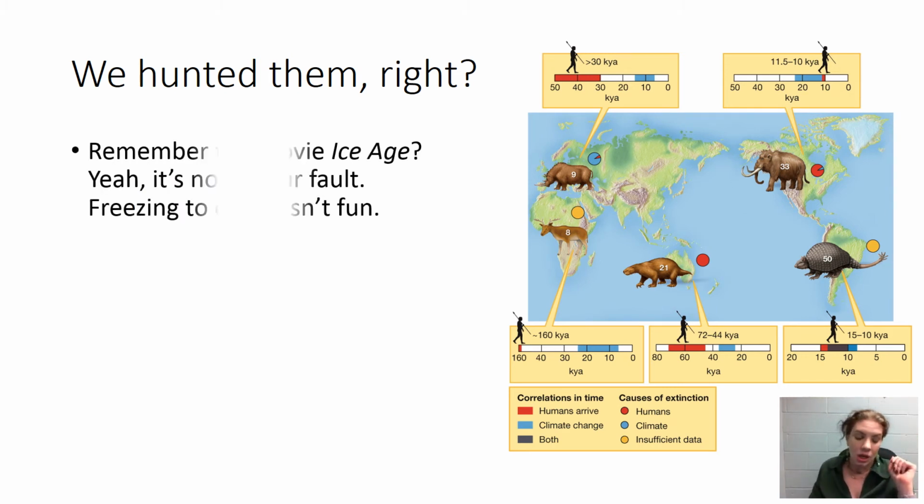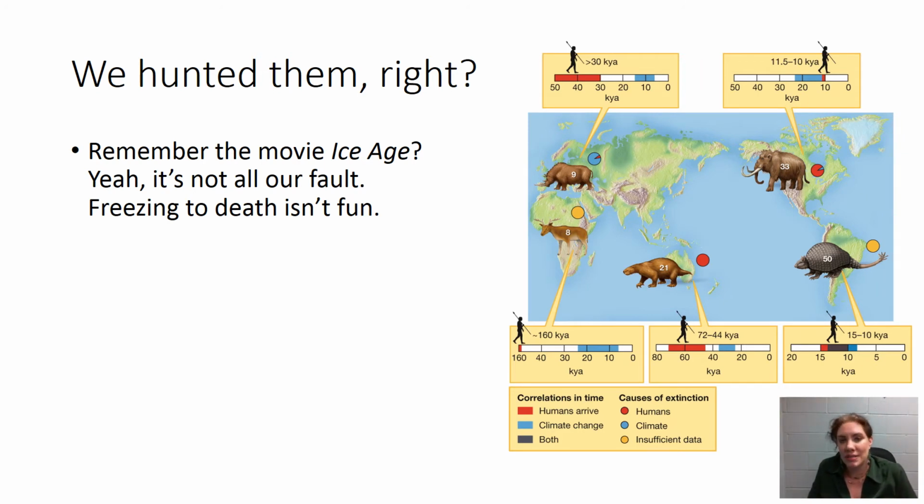Okay, so other movies that are important in this context are Ice Age. I hope you've all watched Ice Age. If not, homework, go watch it. You have to watch Scrat run around and chase the acorn. It's hilarious. But it brings up another point.